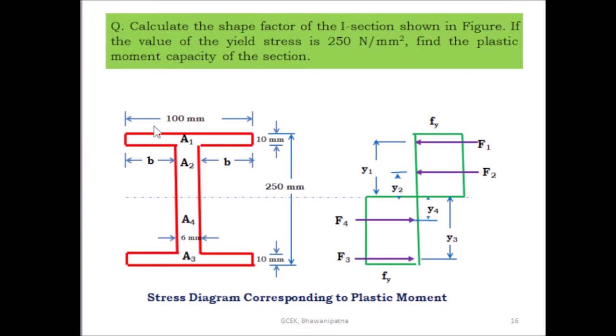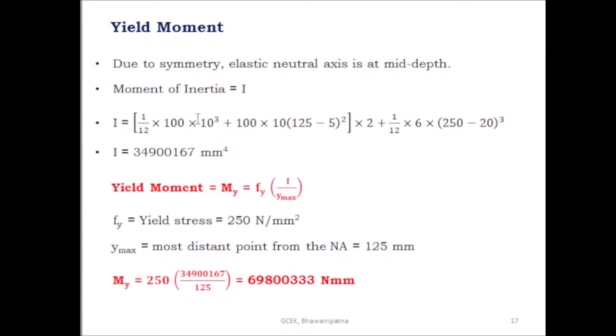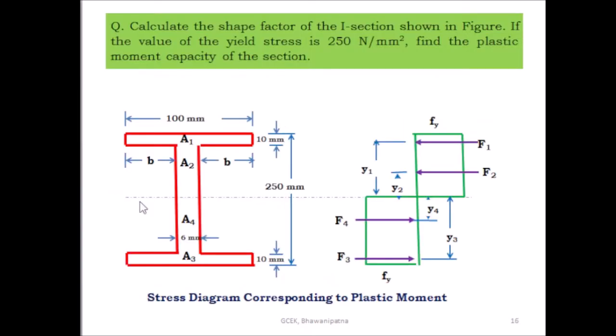B dq by 12. B is your 100 and D is 10. So 100 into 10, 100 into 10 cube by 12. And what is the area and the centroidal distance about the neutral axis? The area is 100 into 10, and about this axis, what is the distance? The centroidal distance of this area.